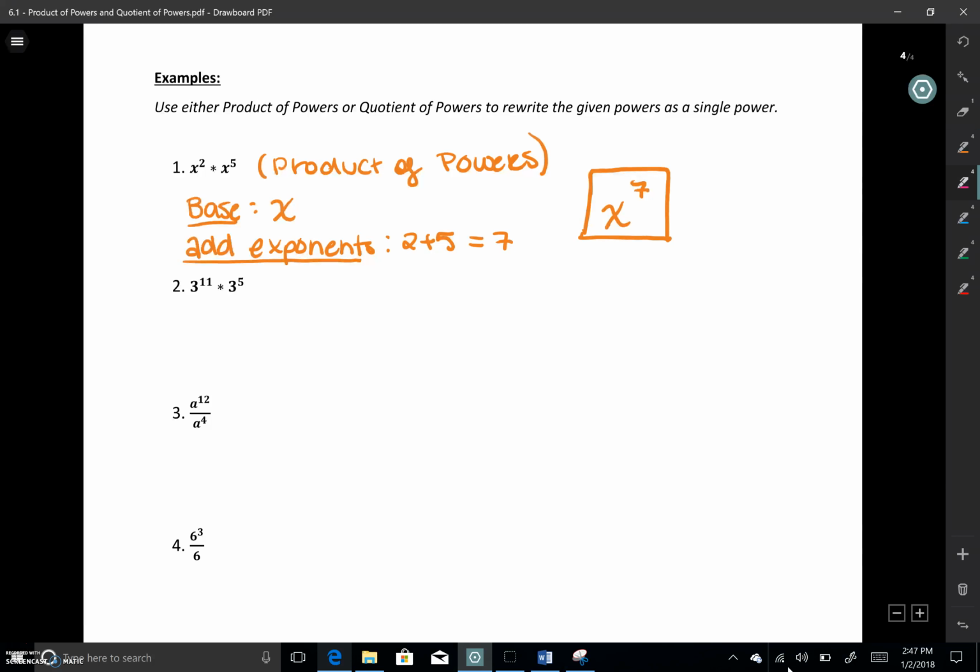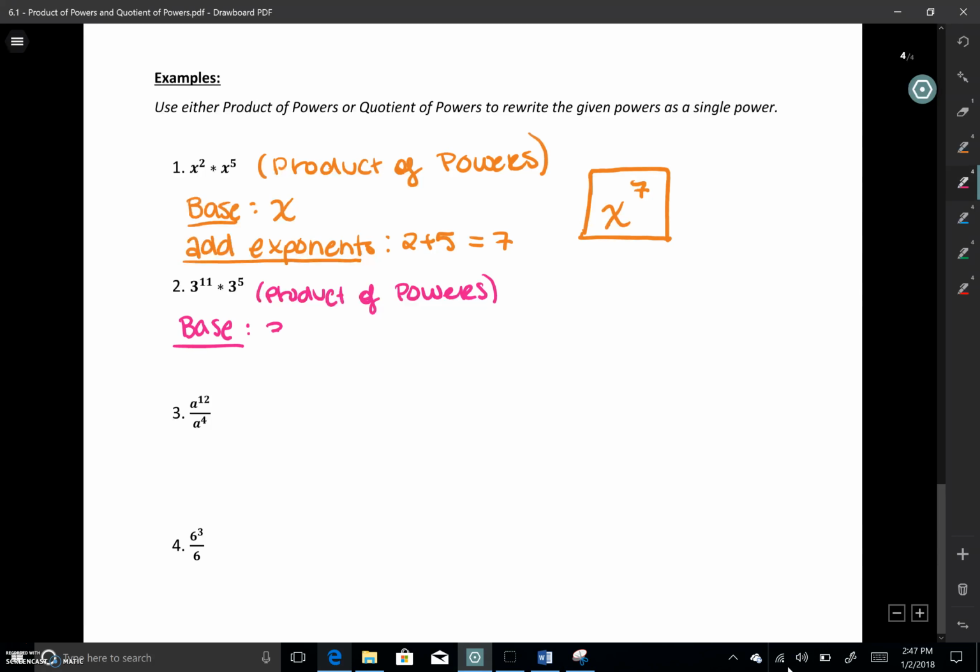This question here is also product of powers. Just doing it in a different color so that you can see it a little bit clearer. My bases are the same in both. It's 3. And so I'm adding my exponents, which are 11 plus 5, which equals 16. So my final answer is 3 to the 16th power.